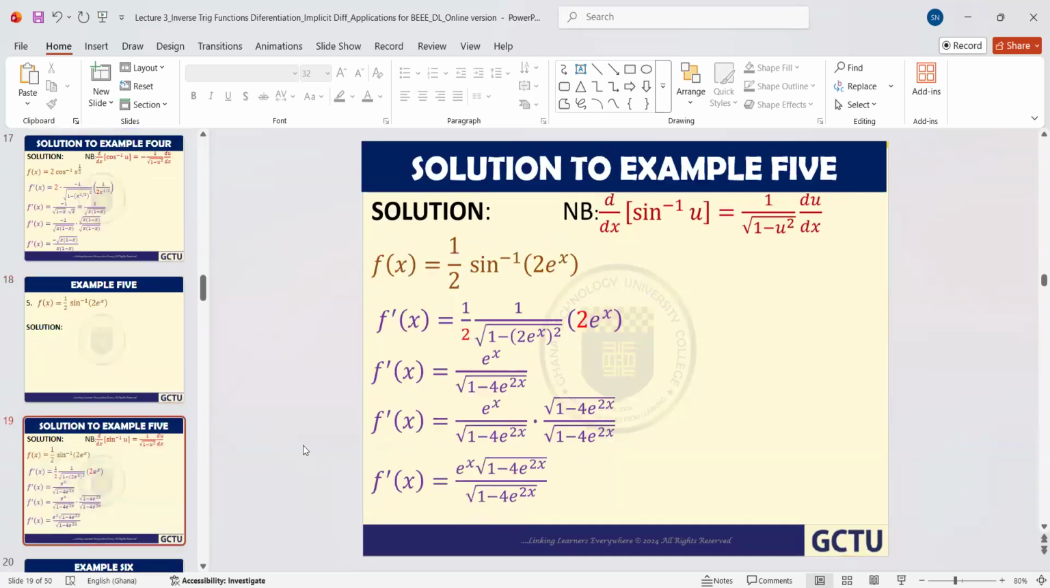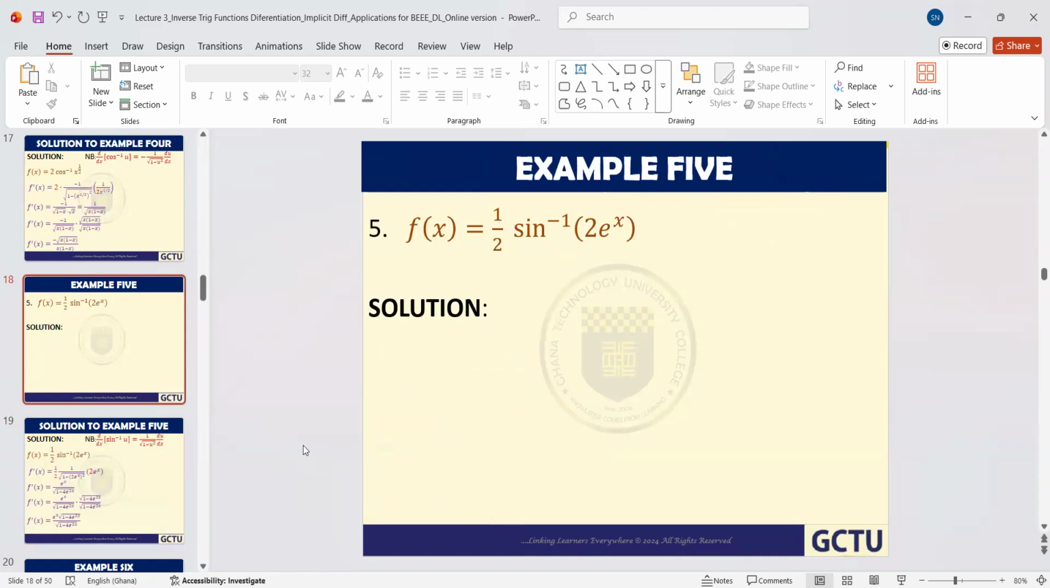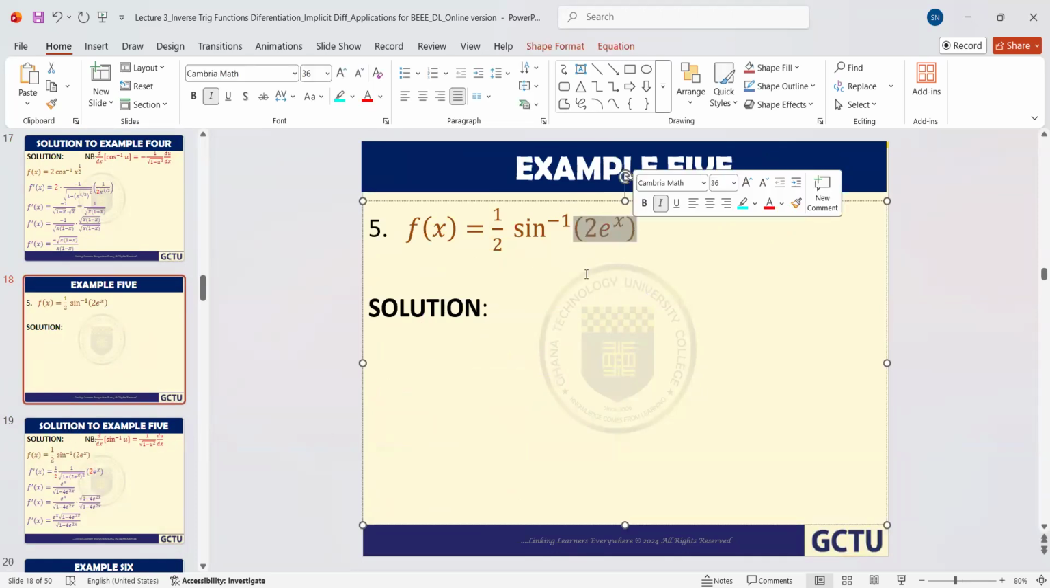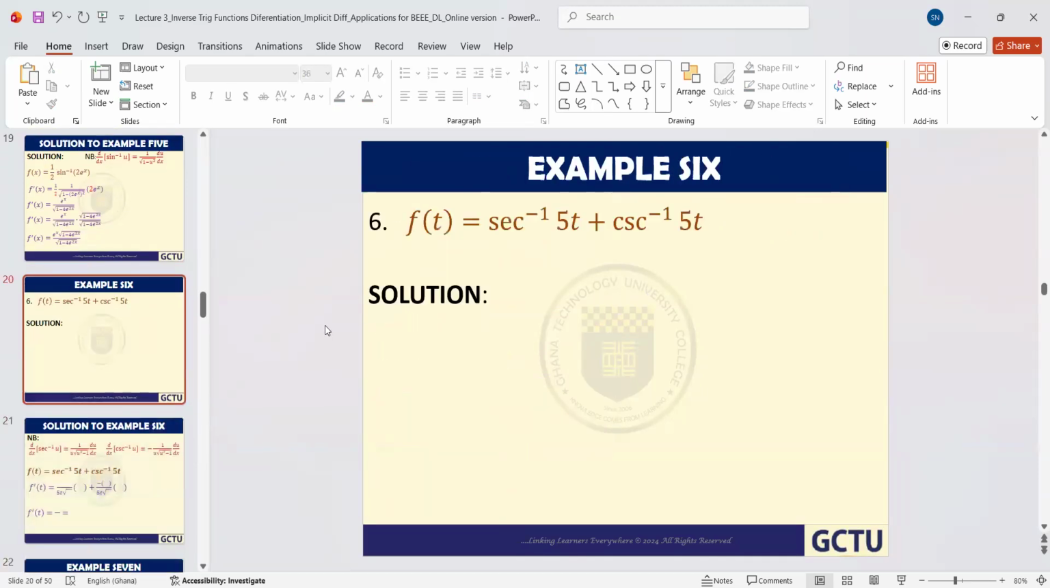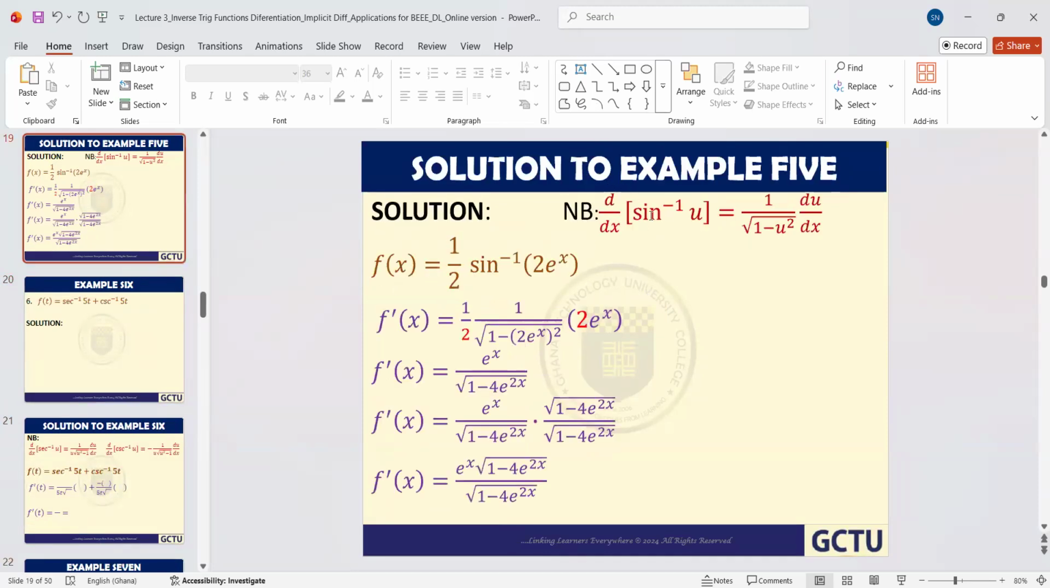I think we should try one more. Oh, this one too has been done. Okay, so this involves 2 e raised to the power x. I think this one hasn't been done. Let's go through this. Now, the derivative of sine inverse we know is 1 over square root of 1 minus u squared.